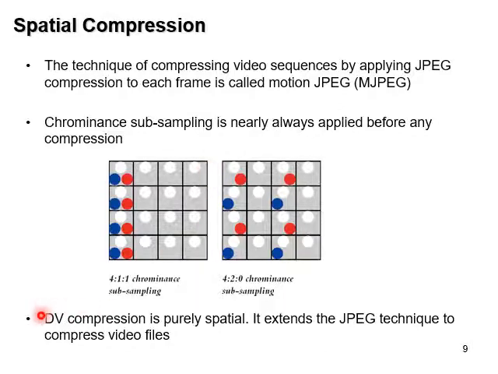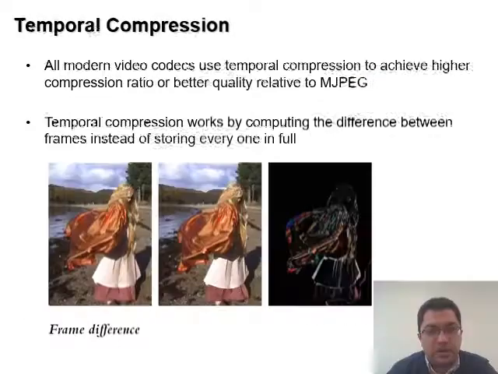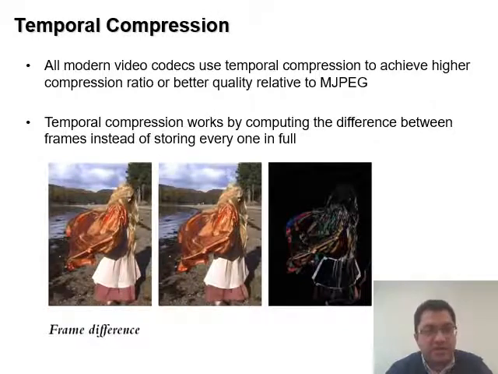DV compression, and DV is digital video, is one standard for video. This is purely spatial, and it extends the JPEG technique to compress video files. As we explained, it uses the MJPEG technique. So spatial compression is not really something hard to do.